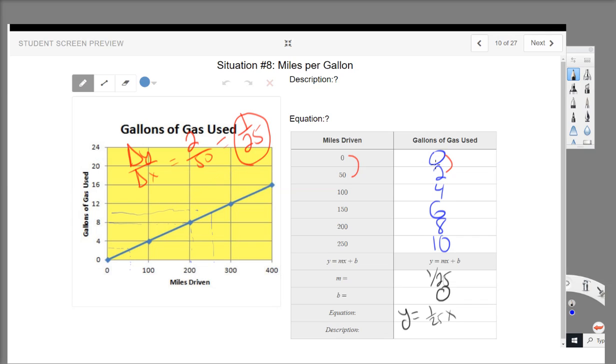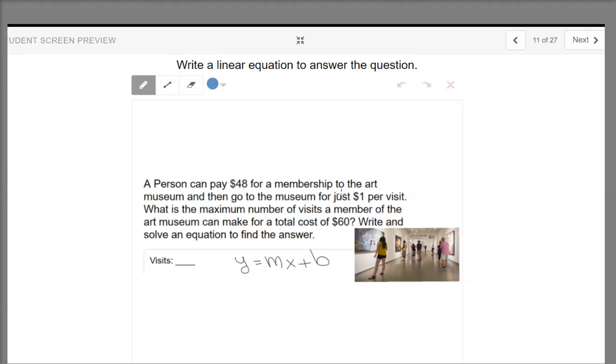So that's number 10. Okay, for number 11, looks like there's a person that can pay $48 for membership to the art museum and then go to the art museum for just $1 per visit. So every time you visit, you're going to pay $1 and you're just going to pay $48 one time. So this is going to be your initial value and this is your rate, $1. So we want to write it into this equation just like you've been doing. This is the rate of change and this is going to be your initial value.